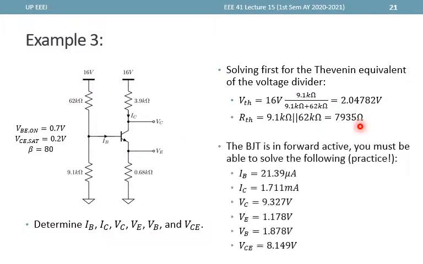Now the rest is not shown anymore, but the final answers are provided for you to practice on your own and verify your answer. So hopefully you'll be able to get these values eventually. And since it is already given in this slide that it is in the forward active region, since IB and IC are greater than 0 and VCE is greater than 0.2, then you can start with the forward active assumption without worrying.